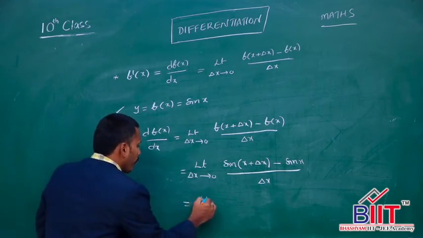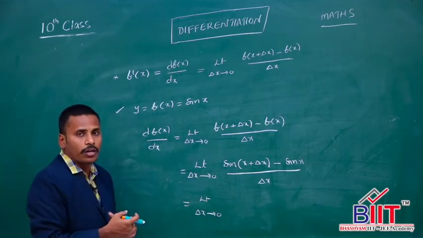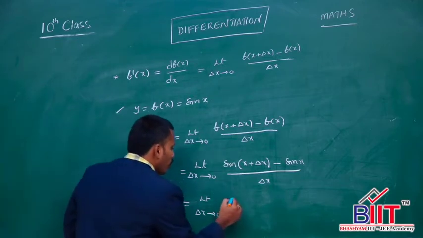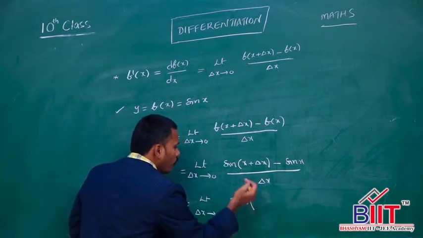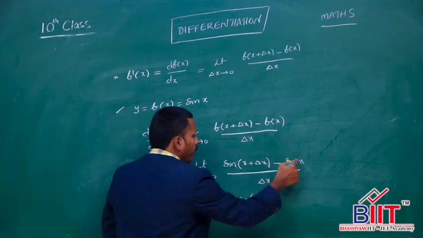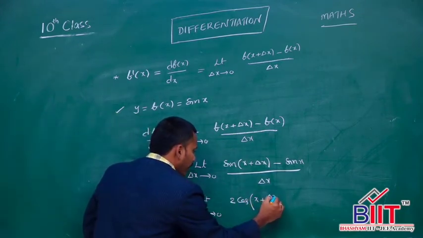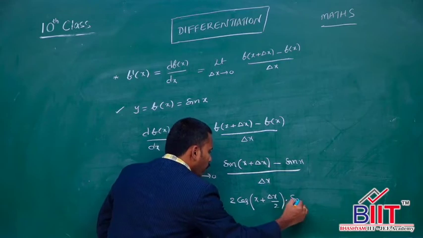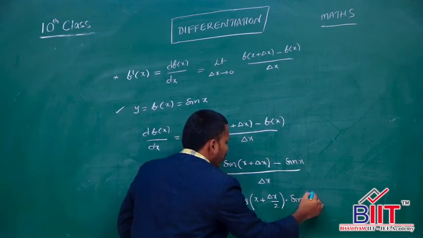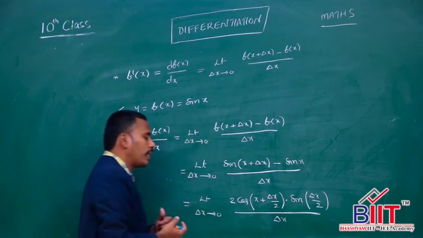This is equal to the limit as delta x tends to 0 of, sin c minus sin d is what? 2 cos of (c plus d) by 2 into sin of (c minus d) by 2. So, this is 2 cos of the sum of these two quantities, x plus delta x plus x, by 2. So, 2x by 2 is x plus delta x by 2, into sin of the difference of these two quantities, x plus delta x minus x is delta x, divided by 2, and the whole thing is divided by delta x.